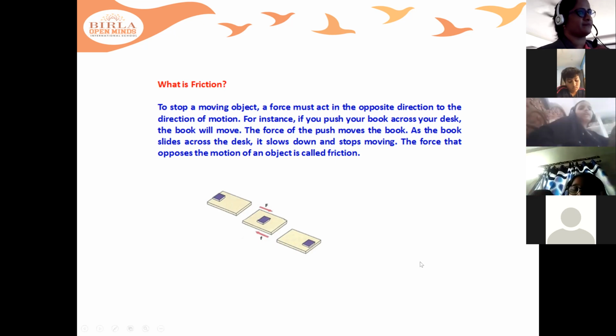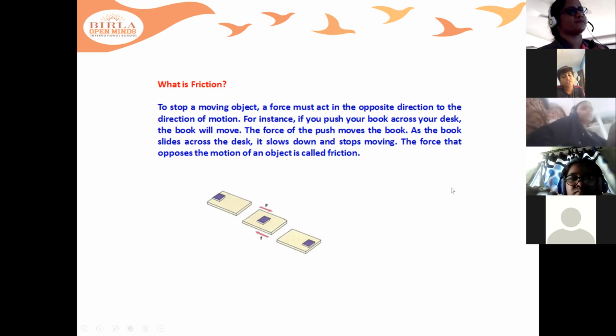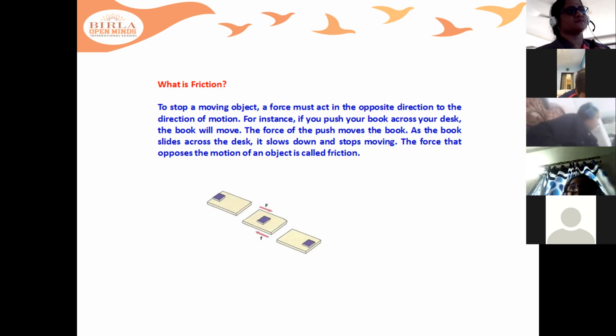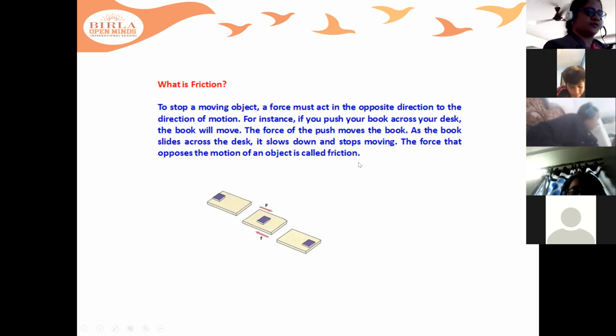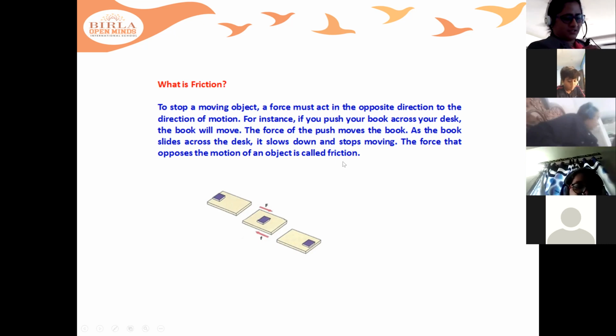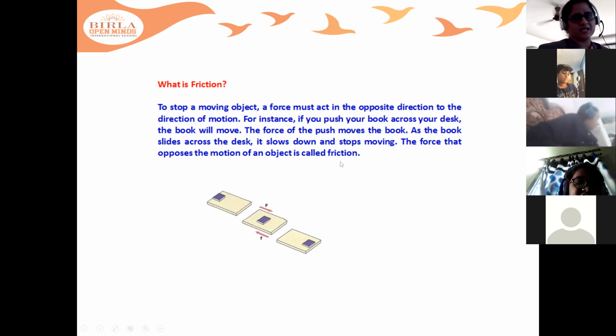Ma'am, because a football is like a circle shape and it can move easily. Yes, ma'am. Okay. No, ma'am, the book has friction and the football doesn't have friction.